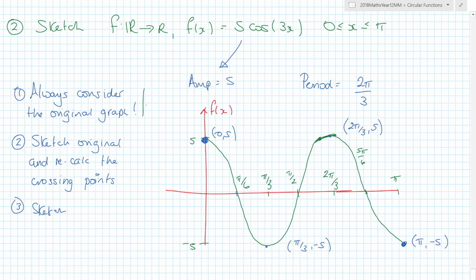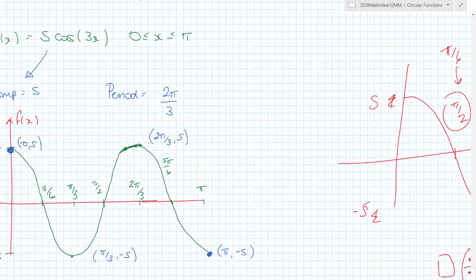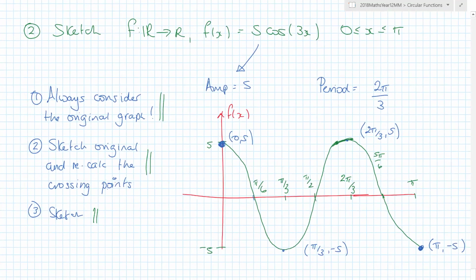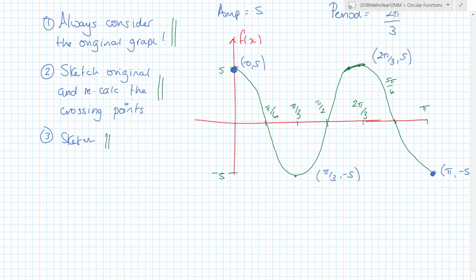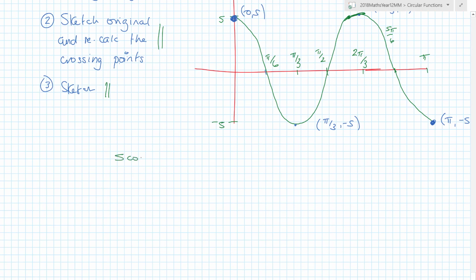First things first, always consider the original graph. Sketch the original, and then my view is recalculate using each of those transformations. Finally, sketch it. So if we scroll below, we've got 5 cos 3x. Okie dokie. So here we go.